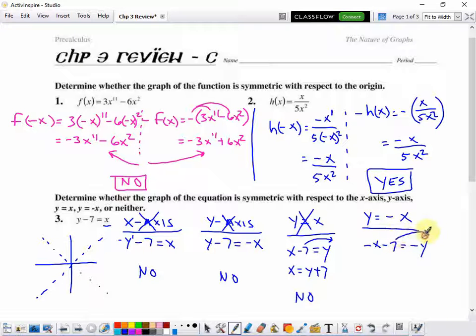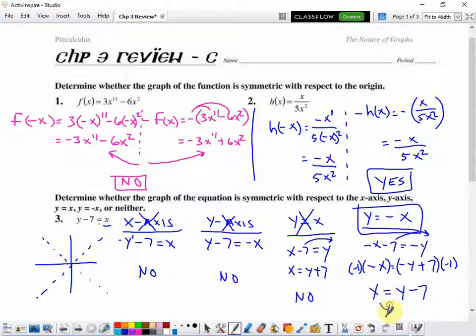So I'm going to move that minus 7 over there. I get negative x equals negative y plus 7. And if I multiply both sides by negative 1, I'll get x equals y minus 7. And both sides of this match this original. So I'm going to say yes, there is symmetry with respect to the line y equals negative x.